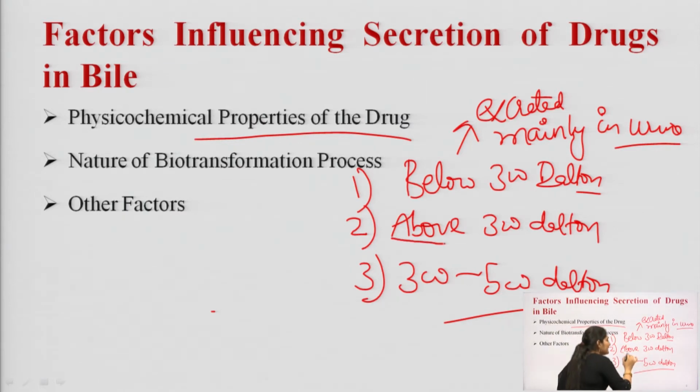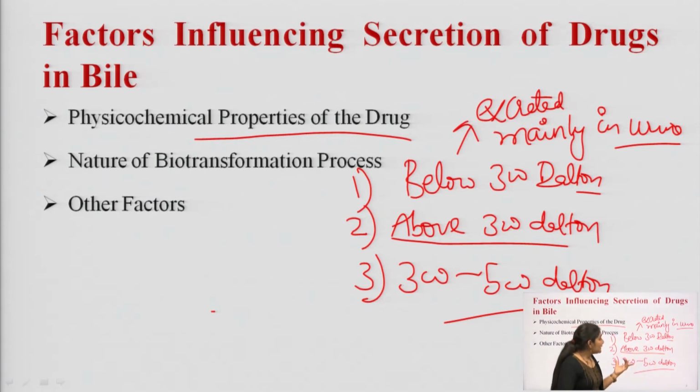Okay. In the second category, that is if the molecular weight of the drug is above 300 Dalton, then it will be excreted mainly into the bile. Only, or less than, 5% will be excreted into the urine.